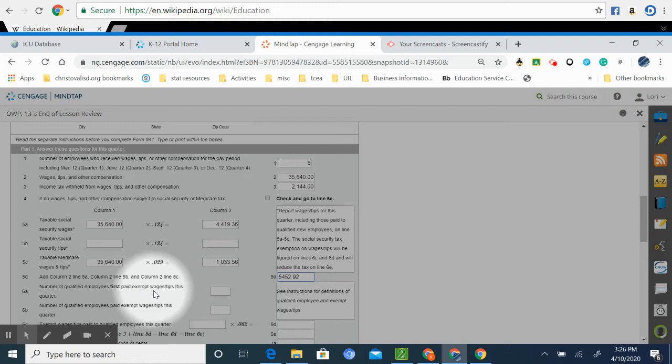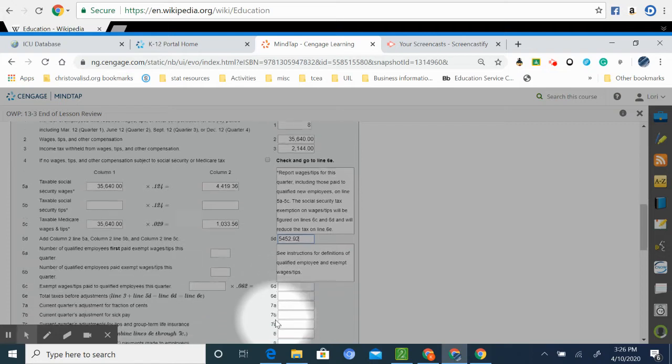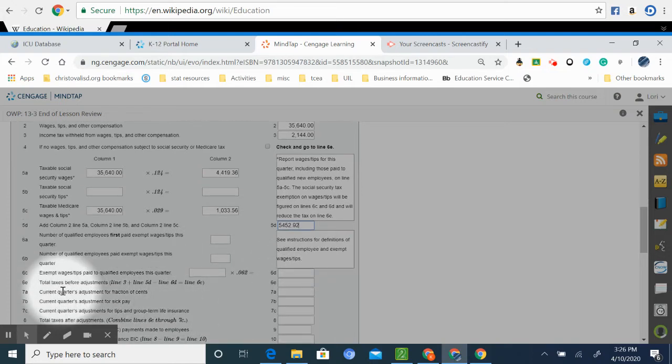And so the number of qualifying employees paid exempt wages. We don't have any of that. We're not told about any of those. So 6A through D is going to be left blank. 6E, total taxes before adjustments: line 3 and line 5D added, minus 6D. And so 6D was left blank because we didn't have anything. So you're just adding line 3 plus line 5D.